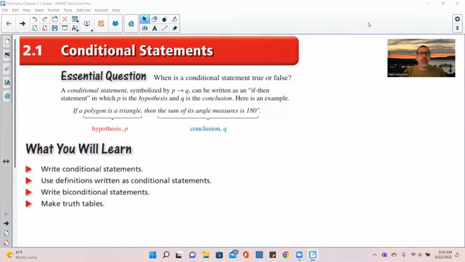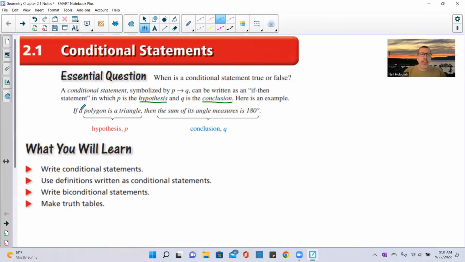Okay, this is chapter 2, section 1, conditional statements. We're now getting into proofs. Essential question: when is a conditional statement true or false? A conditional statement symbolized by P then Q, if P then Q is how you read that, can be written as an if-then statement in which P is the hypothesis and Q is the conclusion.